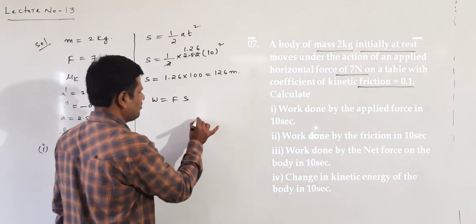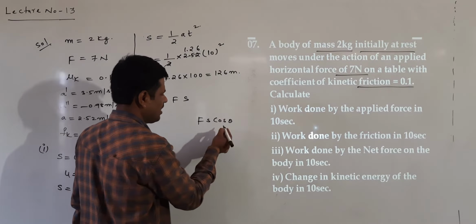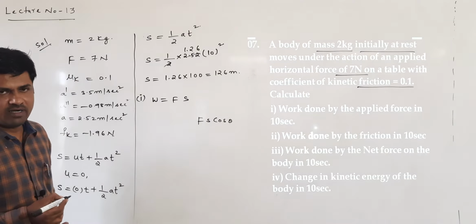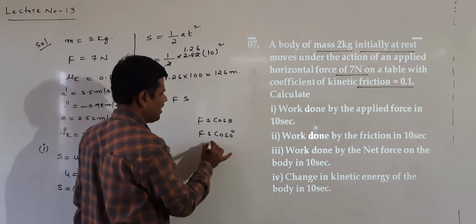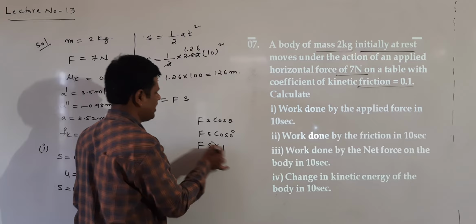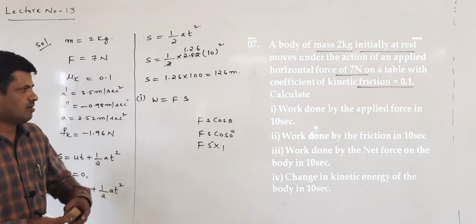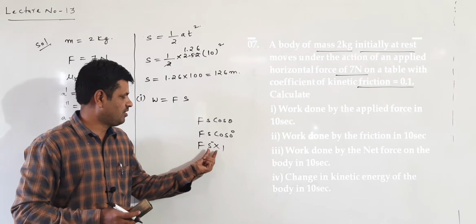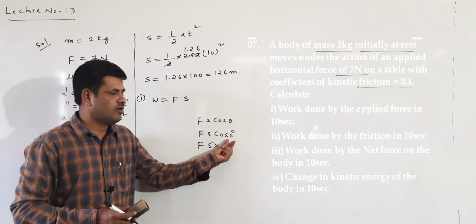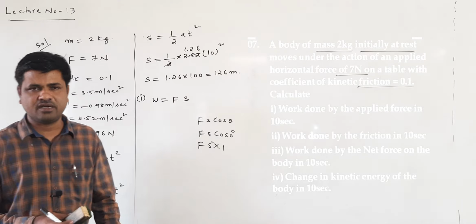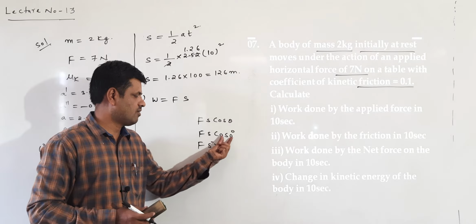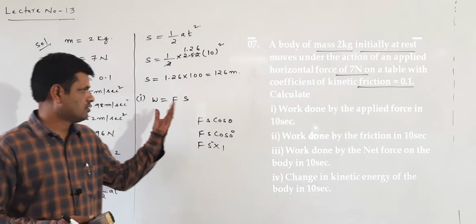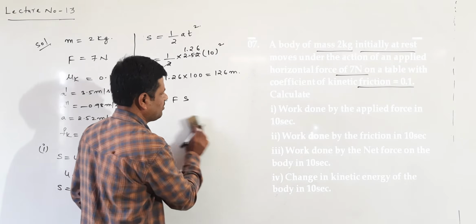Directly I am writing F into S, but actually it is F into S cos theta, and here I have taken theta as 0. Cos 0 value is equal to 1, so directly I am writing F into S. Why? Because theta is equal to 0 degrees, force and displacement both are in the same direction. Cos 0 is 1. So W is equal to F into S.